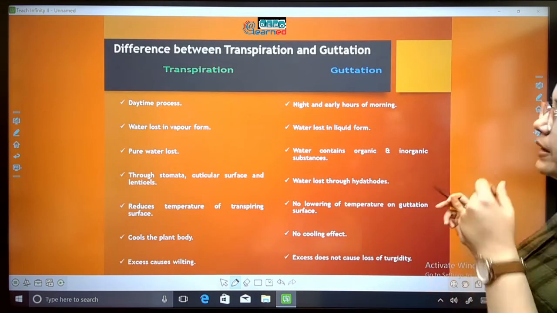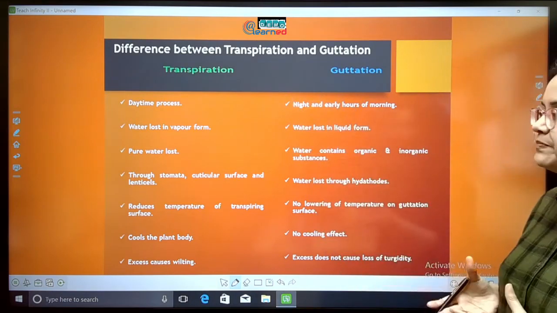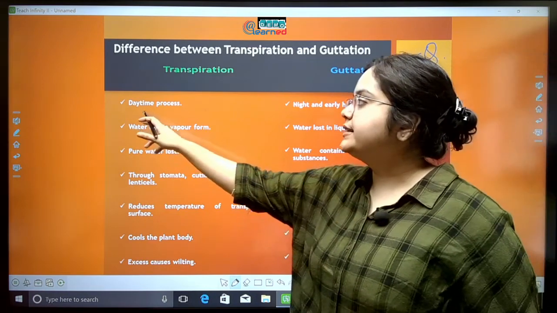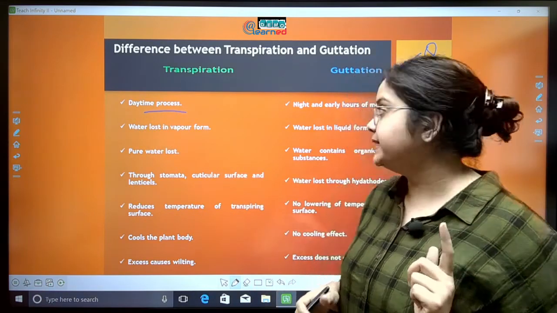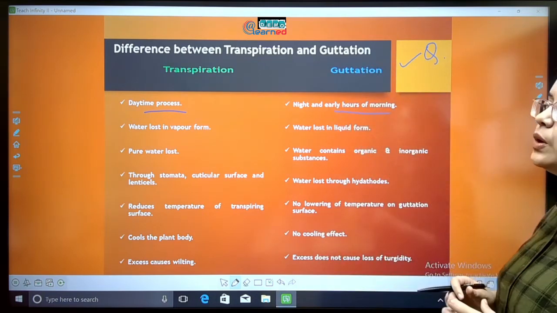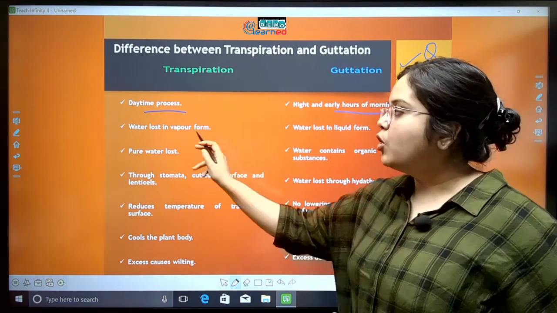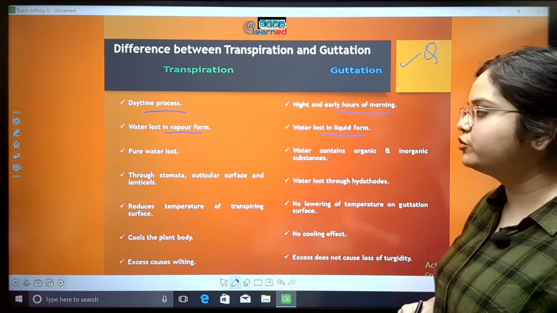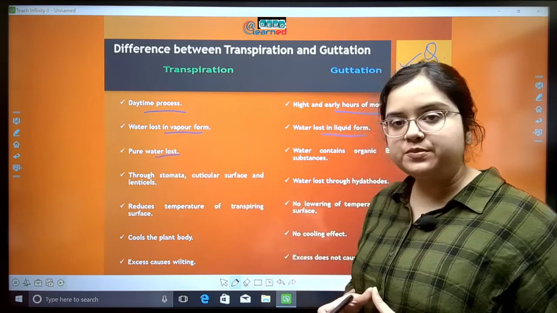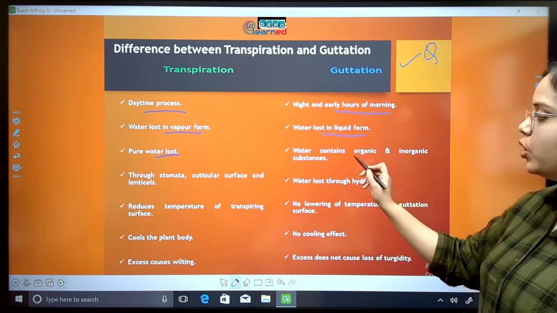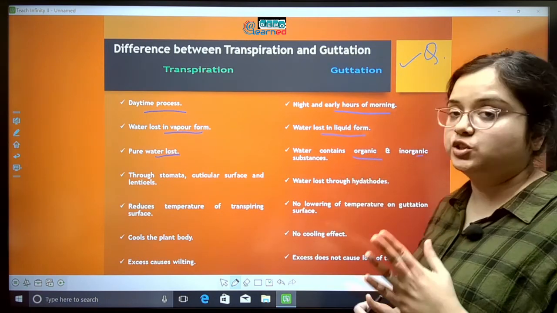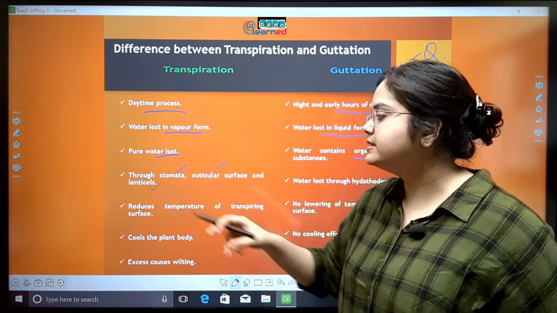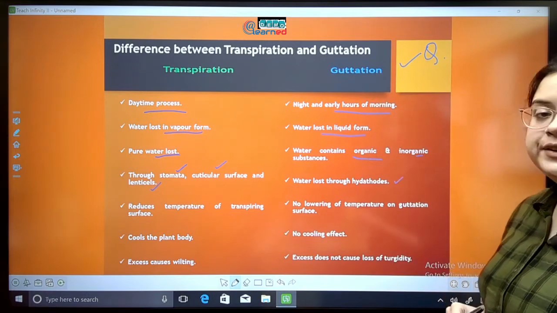Okay, next we talk about the difference between transpiration and guttation. This is a very important question. This often comes up. One, transpiration is a daytime process because stomata are open during the day, whereas guttation is at night and in the early hours of the morning. In transpiration, water is lost in the vapor form, and in guttation, water is lost as liquid droplets. Pure water is lost in transpiration, but in guttation the water has organic and inorganic substances dissolved in it. Transpiration can happen through stomata, cuticle and lenticels, but in guttation water is lost through hydathodes.